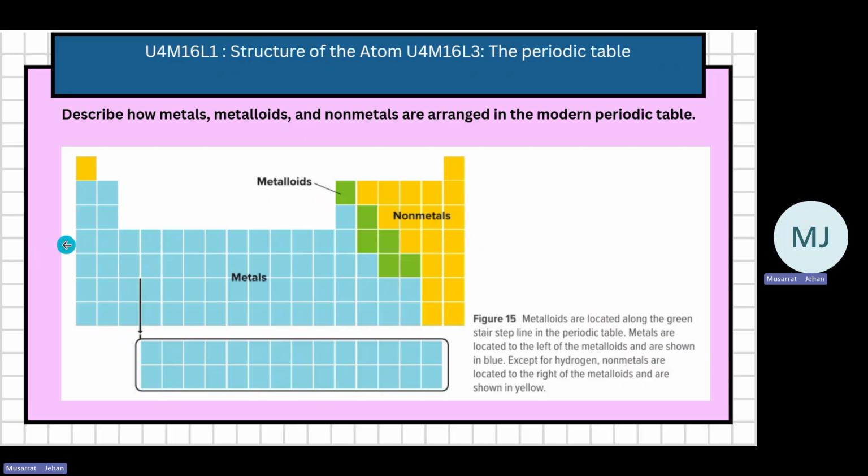The blue are the metals, all metals you can see on the left and middle, and on the right side are non-metals, and here you see that zigzag. So these are the metalloids.